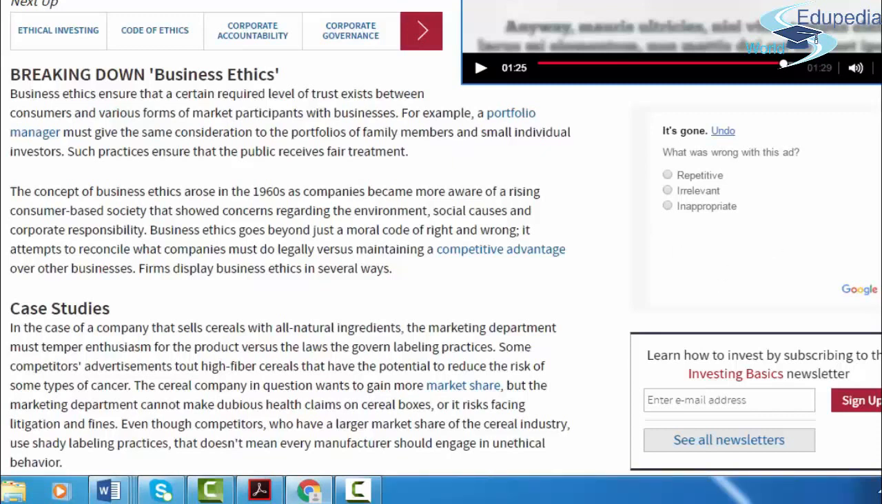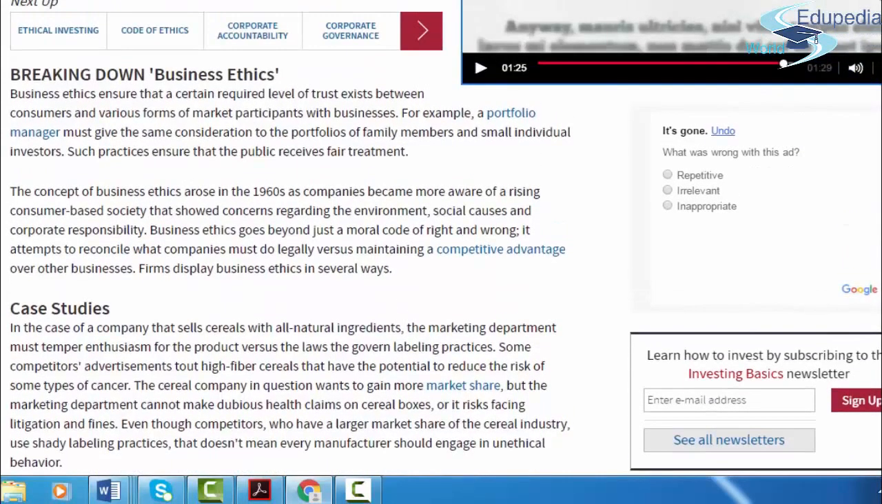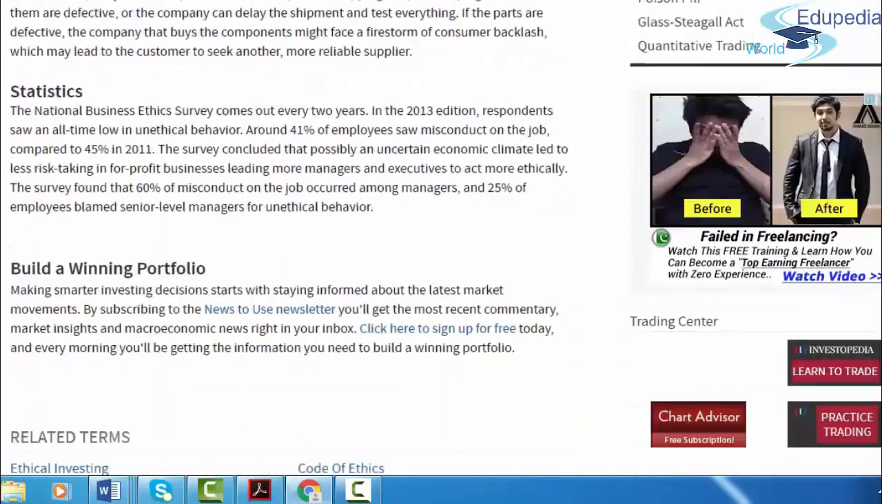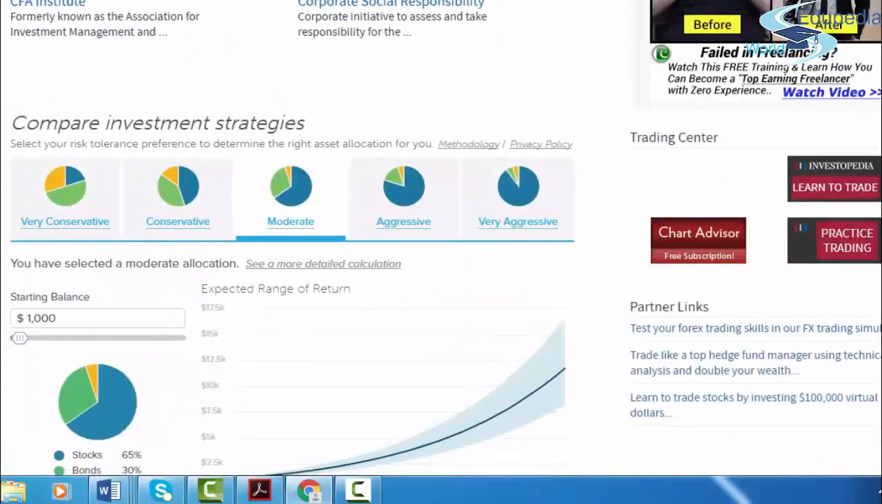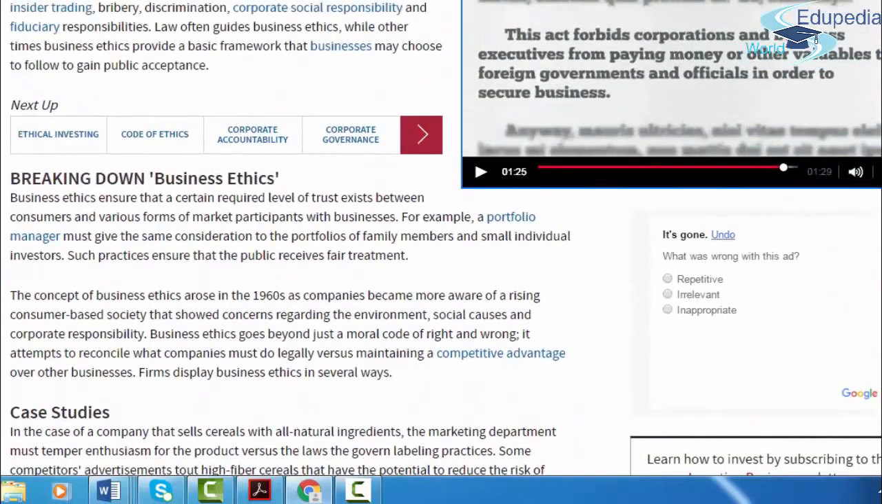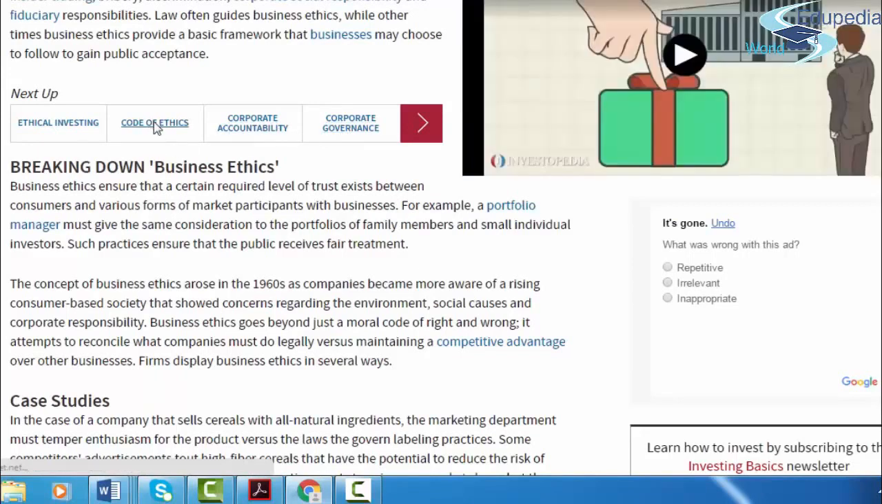And there are many case studies conducted. Please check this out. It's this e-business magazine called Investopedia. Please take a look, and you will find a lot of things going on in the business ethics environment. Ethical investing, code of ethics, corporate accountability, corporate governance. Let's look at code of ethics.